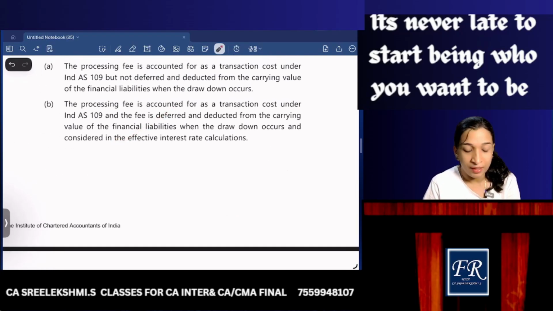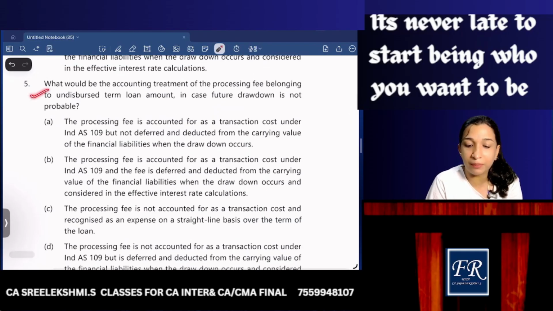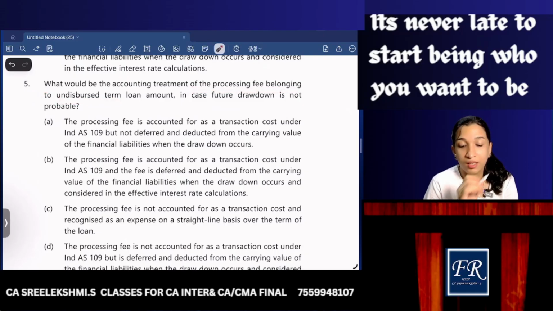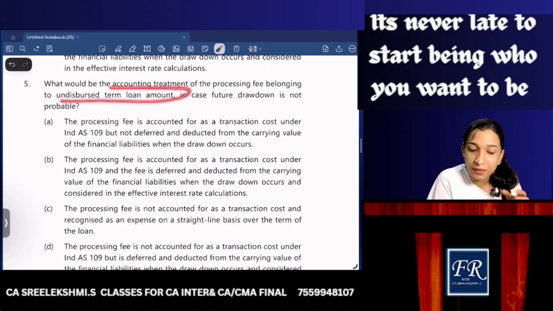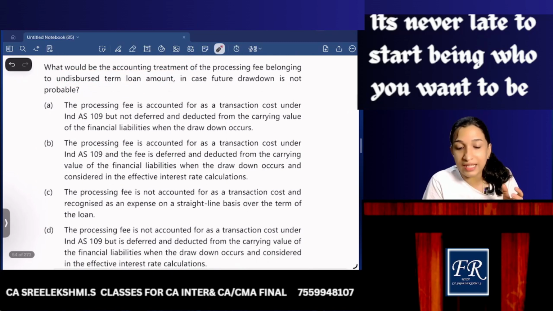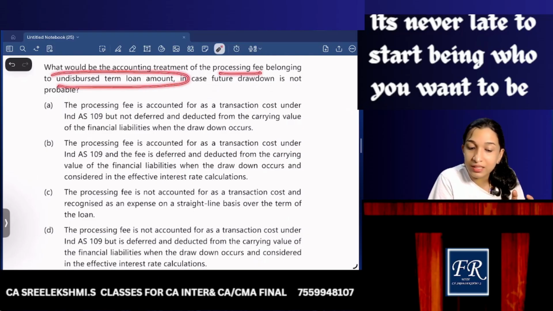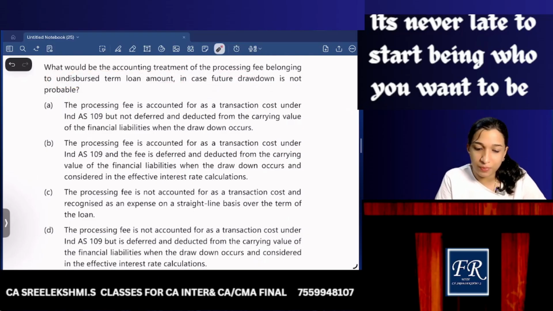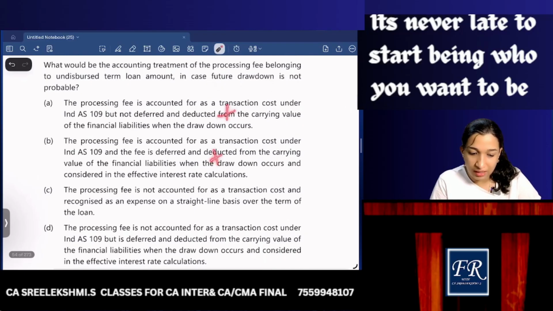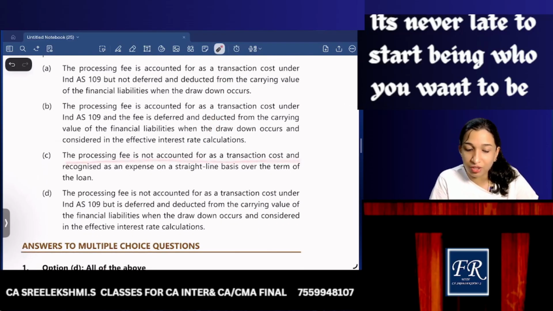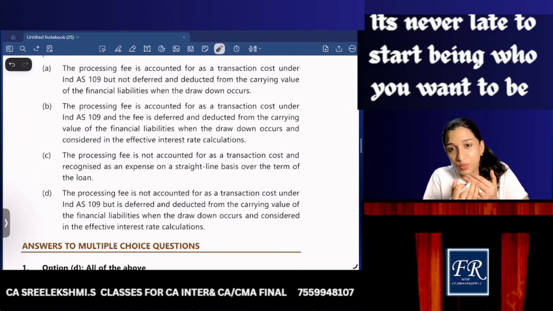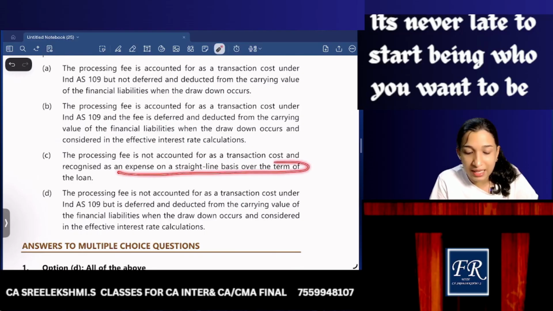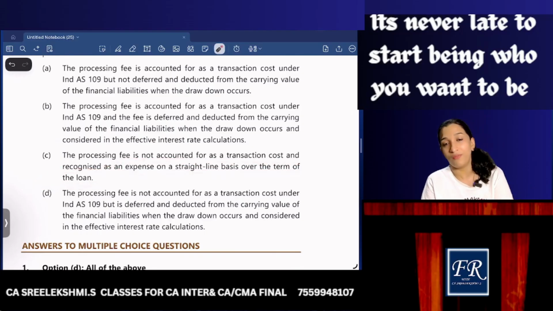Did you get that? Now, what would be the accounting treatment of processing fees belonging to undisbursed loan in case future drawdown is not probable? If you are not able to withdraw, then the transaction cost relating to this undisbursed term loan will be recognized as expense. Same options are given. The processing fees is not accounted as transaction cost because there is no liability against which it can be adjusted. It will be recognized as expense on a straight line basis over the term of the loan. So option C is the correct answer.